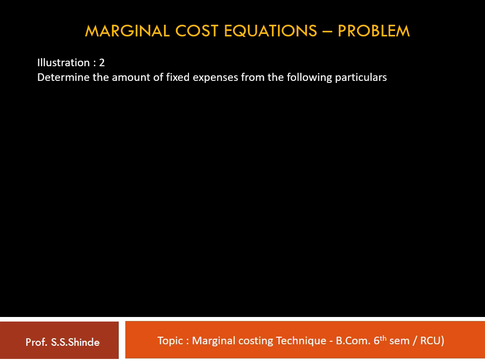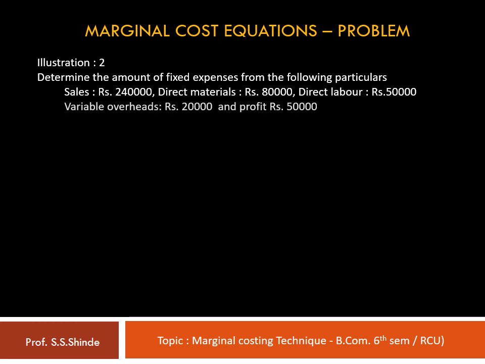Determine the amount of fixed expenses from the following particulars. Sales rupees 2,40,000, direct materials rupees 80,000, direct labor rupees 50,000, variable overheads rupees 20,000 and profit rupees 50,000. Let's put up the marginal cost equation. That is sales minus variable cost is equal to fixed cost plus profit. Let's put in the given figures to this equation.